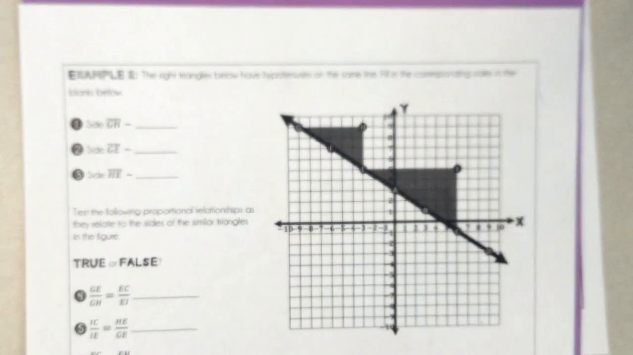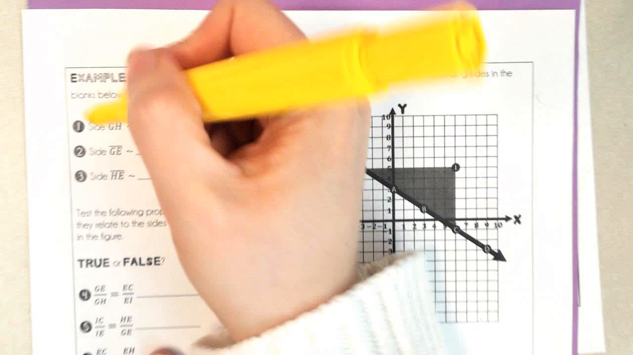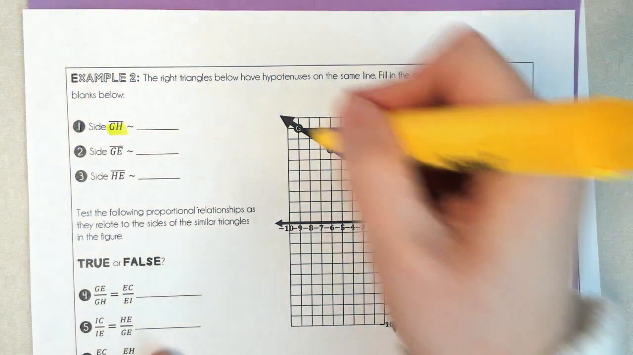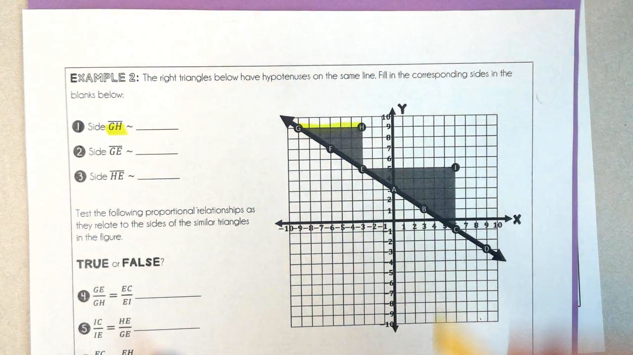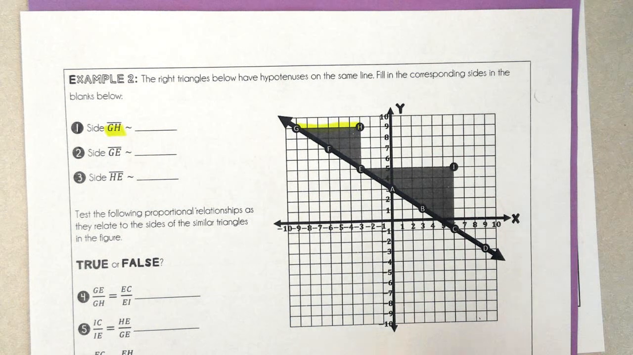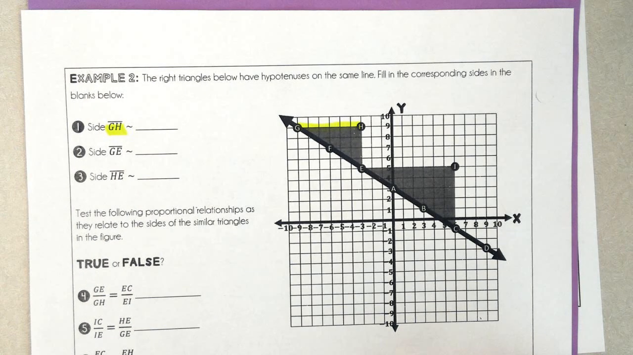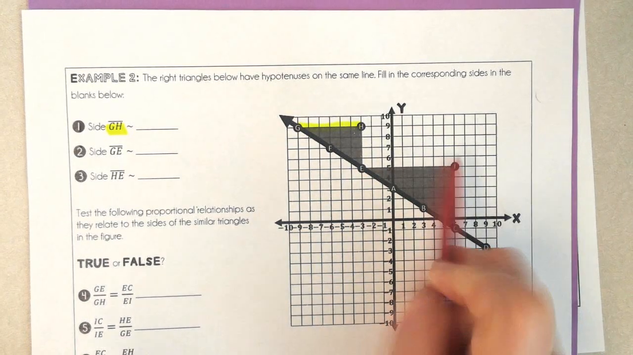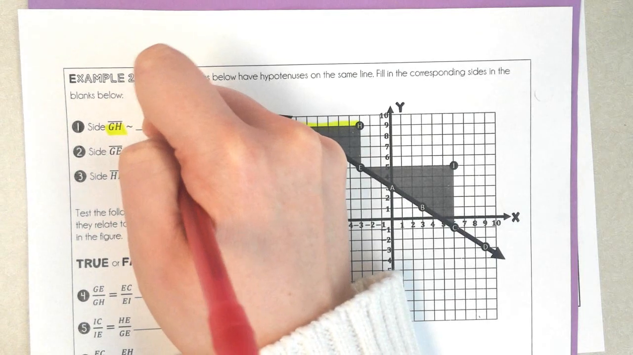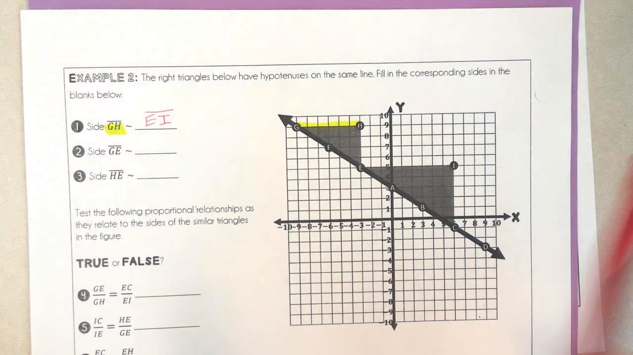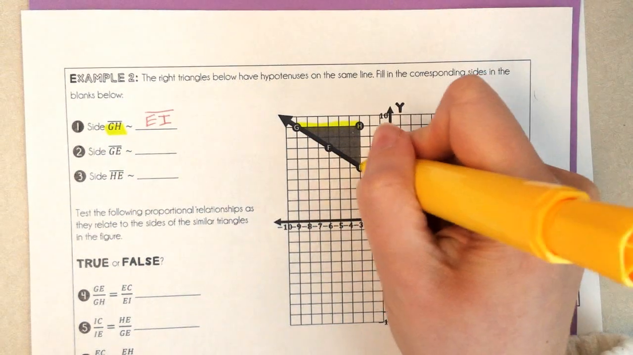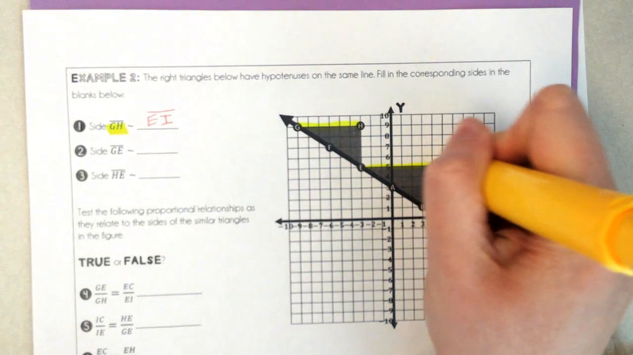Okay, on the back side, we're talking about corresponding parts to start with. So, GH right here, that's this line right here, GH, corresponds with what side of the other triangle? What side of the other triangle? Who can tell me? Ziva? EI, very good. Capital letters, put the line above it for line segments. So, EI. Great.